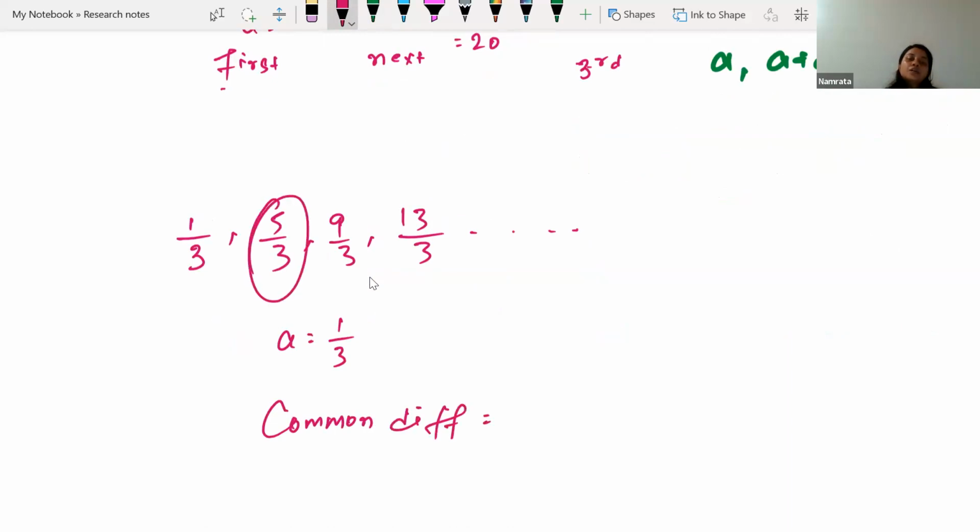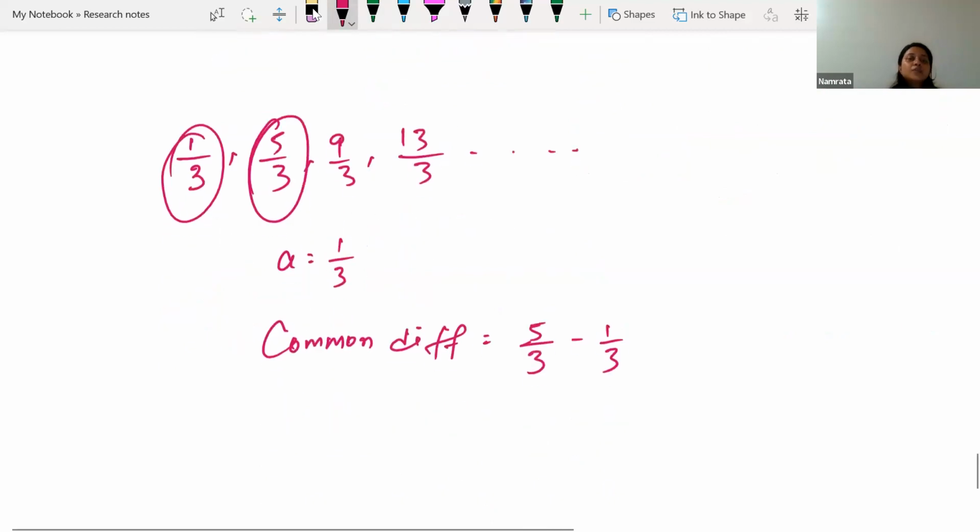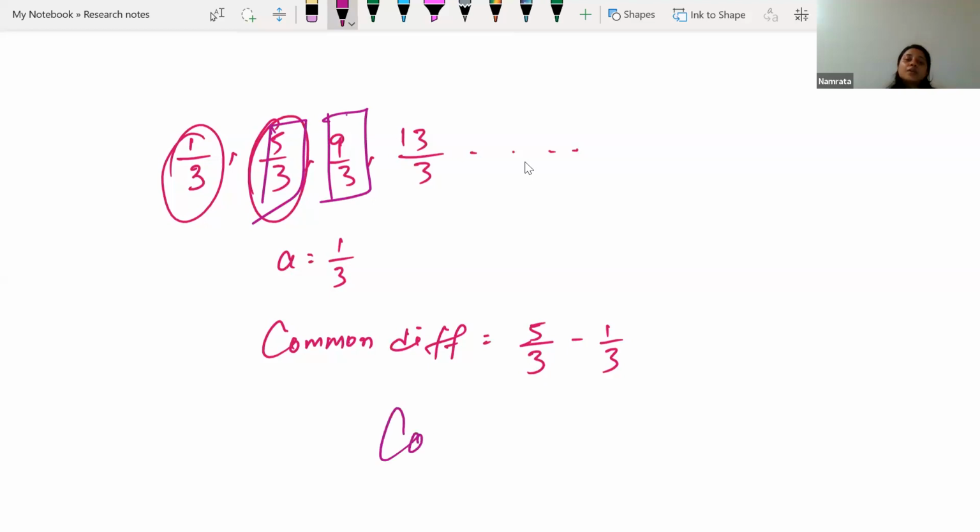this one minus this one. Or we can also find it by using the other two consecutive terms. Any two consecutive terms we can take. So I can also take this one and this one, and we can say the common difference is 9 by 3 minus 5 by 3. So either do like this or do like this, or you can also do 13 by 3 minus 9 by 3. Every time you must be getting the same thing. So by taking any two consecutive terms you can find the difference.